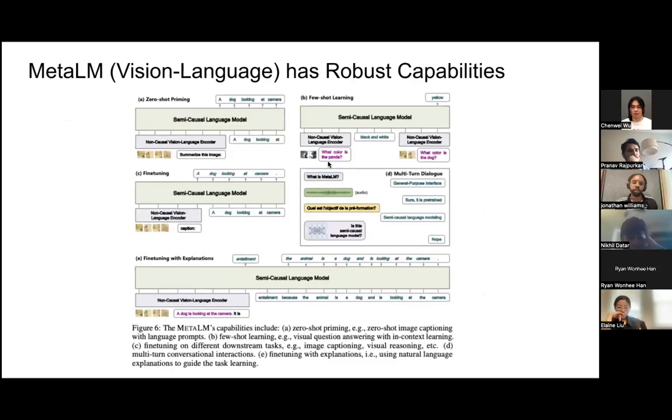Similarly, for the vision language task, it had very robust capabilities. So you could provide an image and say, okay, summarize the image, or you could provide an image and say, what color is a panda, and then it provides an answer. And all the answers are provided in natural language because once again, the model can only output natural language. So you could have multi-turn dialogue with the model, in which your dialogue incorporates both textual and image information, which was very, very impressive.